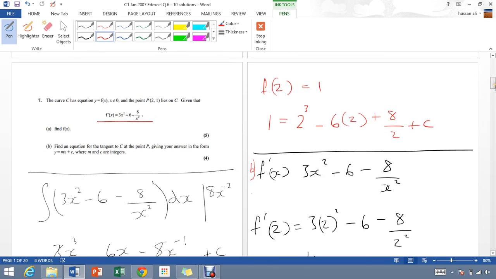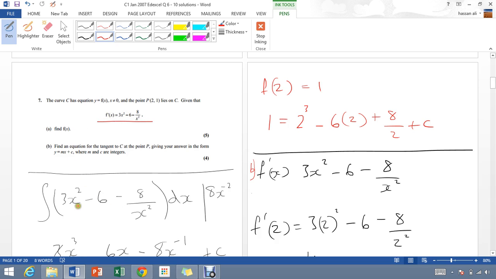Right, moving on to question 7. Now question 7 has given you an equation, not the full equation, and it's giving you a point (2, 1) which says lies on C. It's given you the derivative, 3x² − 6 − 8x⁻², and it's telling you to find f(x). So what do you think we do? We go back, because we've got the differentiated one here, we have to integrate to get our equation.